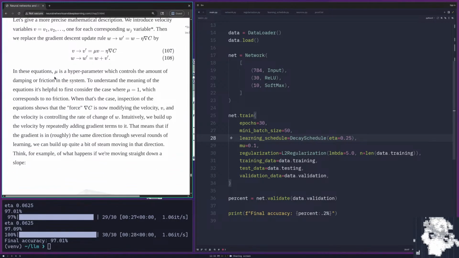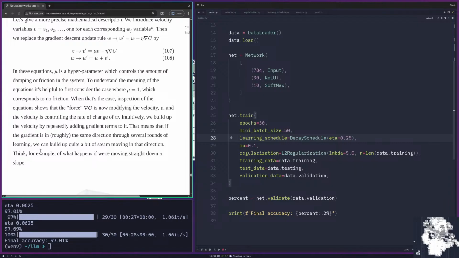In these equations, mu is a hyperparameter which controls the amount of damping or friction in the system. To understand the meaning of the equations, it's helpful to first consider the case where mu equals 1, which corresponds to no friction. When that's the case, inspection of the equation shows that the force, grad C, is now modifying the velocity v, and the velocity is controlling the rate of change of w. Intuitively, we build up the velocity by repeatedly adding gradient terms to it. That means if the gradient is in roughly the same direction through several rounds of learning, we can build up quite a bit of steam moving in that direction.